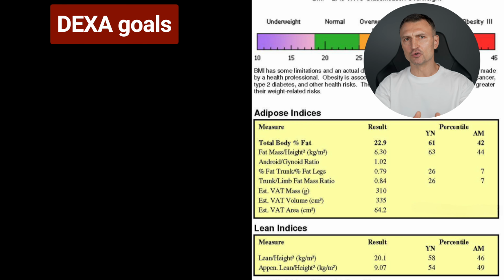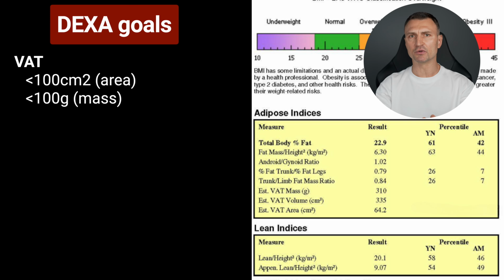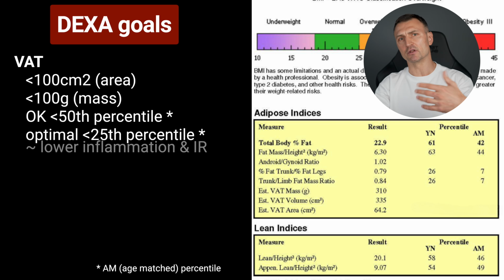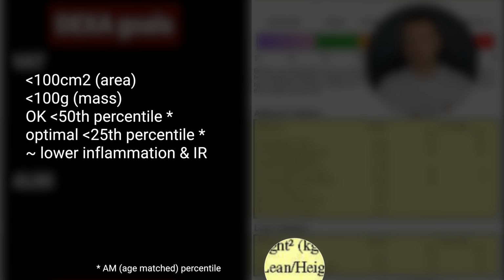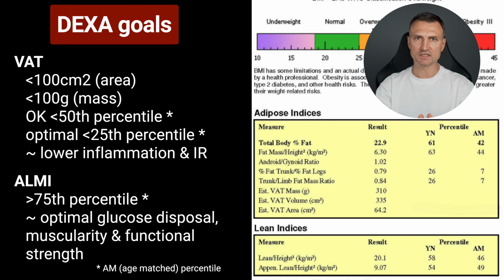With my clients, I normally aim for VAT of less than 100 centimeters squared and less than 100 grams, and also below the 25th percentile for their age and sex bracket, which is linked with lower inflammation and insulin resistance. We also aim for an appendicular lean mass index above the 75th percentile, as it is a good indicator and predictor of optimal glucose disposal, muscularity, and functional strength.